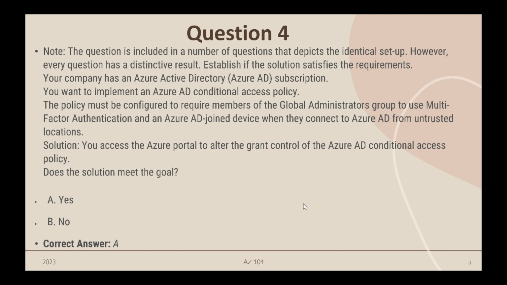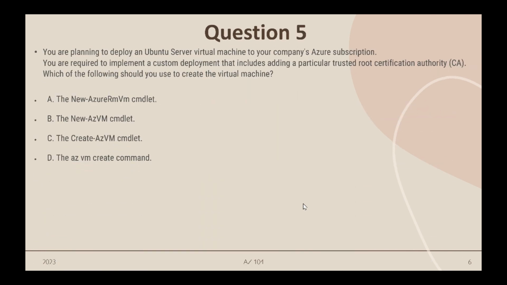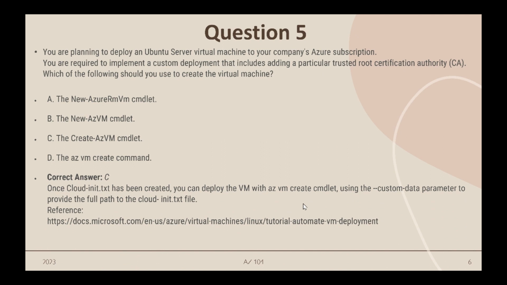Now let's look into the next question, question number 5. It says you are planning to deploy an Ubuntu server virtual machine to your company's Azure subscription. You're required to implement a custom deployment that includes adding a particular trusted root certification authority. Which of the following should you use to create the virtual machine? The options are A, the New-AzureRmVM cmdlet; B, the New-AzVM cmdlet; C, the Create-AzVM cmdlet; D, the az vm create command. And the correct answer is C.